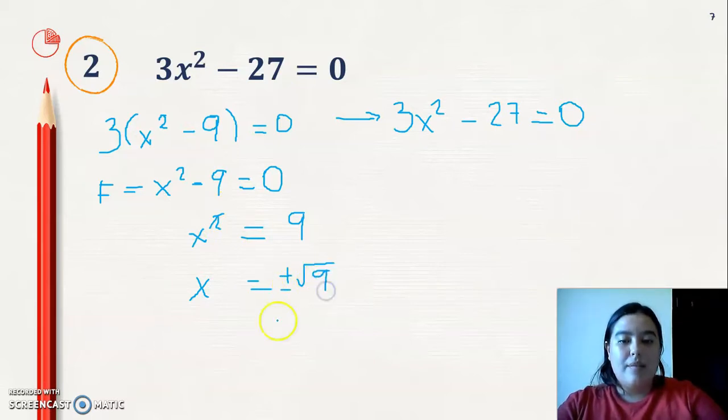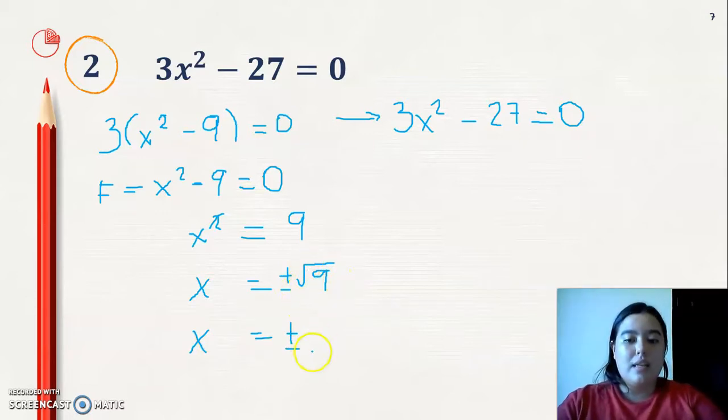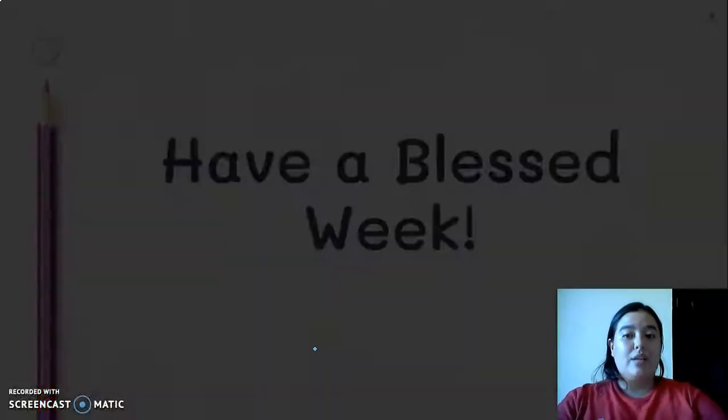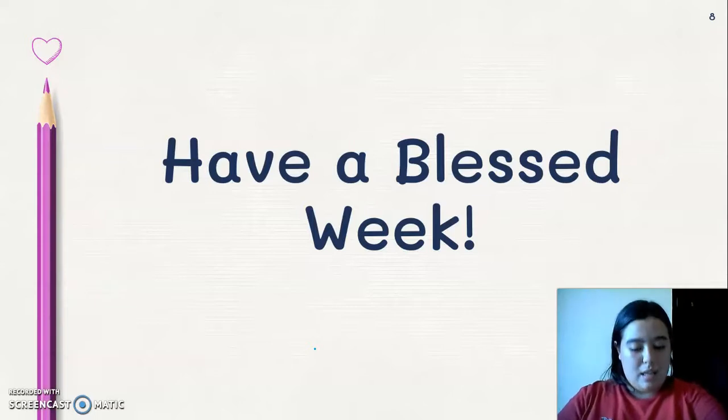And 9, okay? So the square root of 9, the answer will be positive or negative, and the square root of 9 is 3. So this is the solution for this incomplete quadratic inequality, okay? Positive or negative 3. If you can't understand something, I can help you, okay guys?